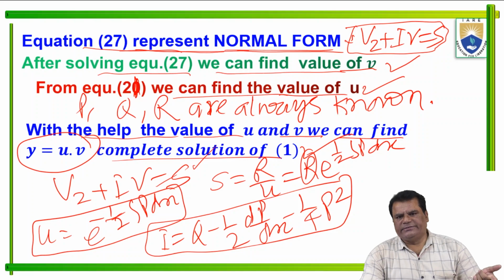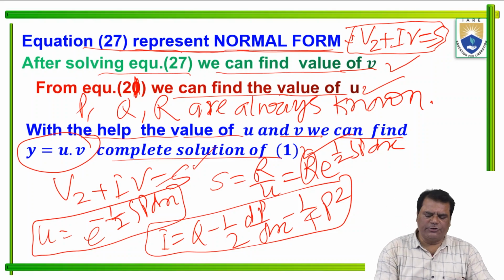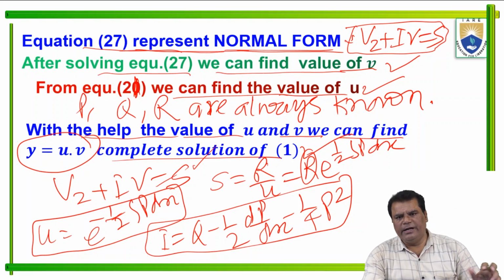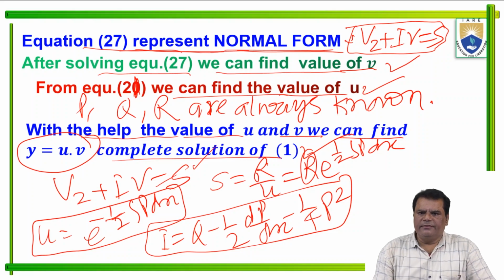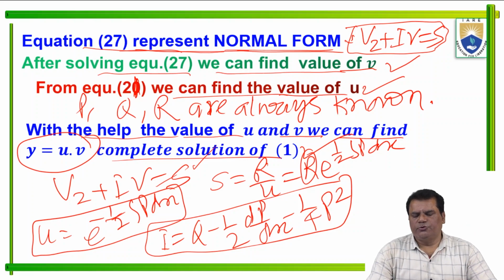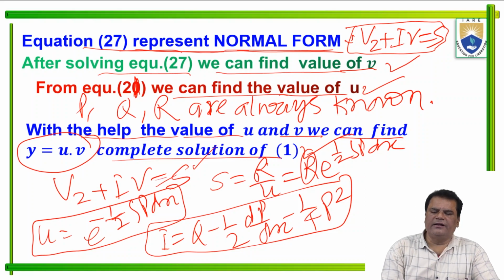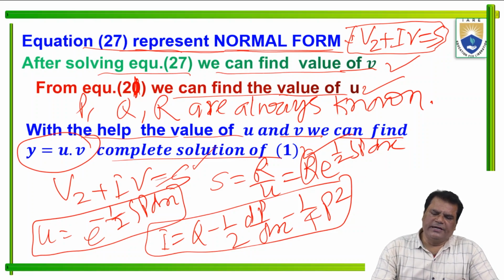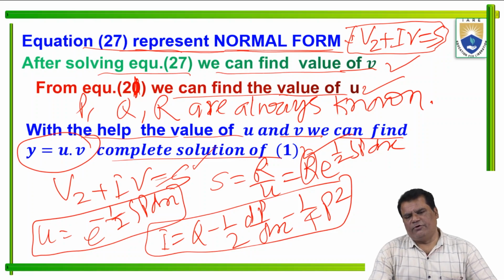Then we can find s with the help of the formula s equals r by u. r is known and u is known, so s is always known. And p and q are given in our question, so I is also known. I is known means the normal form is known. d2v plus I v is equal to s. With the help of this equation, a second order differential equation in v, we can find the value of v, that is the normal form. So this method is known as the normal form.